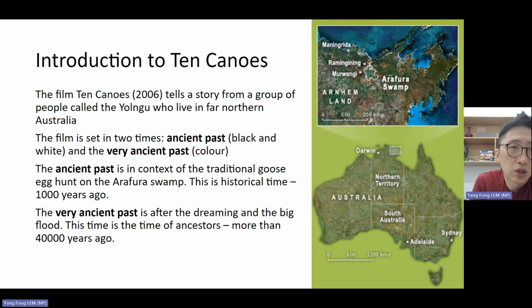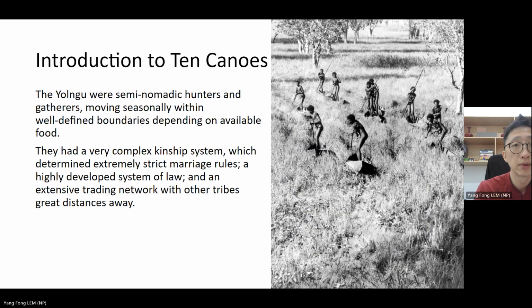Right. So this film, 10 Canoes, tells the story of an Aboriginal tribe who live in far northern Australia. The film is set in two parts. There's the ancient past, which is black and white, and the very ancient past, which is color. The ancient past is the context of the traditional goose egg hunt in the swamp. So this is a historical time, 1,000 years ago. The very ancient past is after the dreaming and the big flood. So this is the time of the ancestors more than 40,000 years ago.